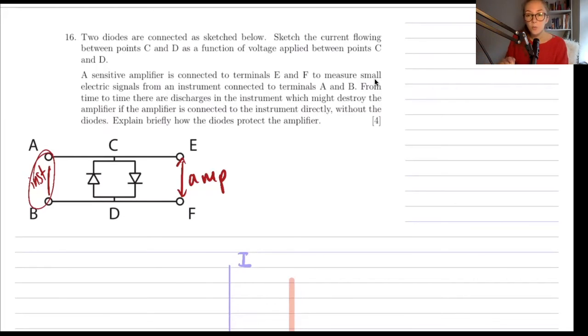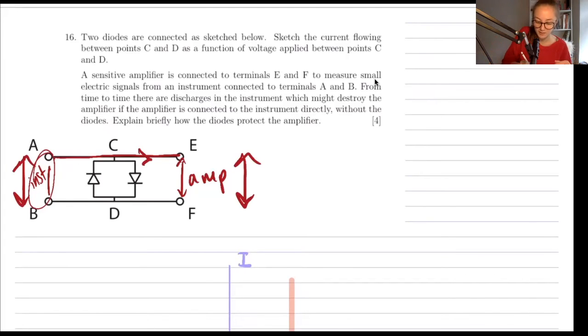So what our diode system does here is it says, while we have a small voltage across our instrument and amp here, then the current will just flow normally like so. And it will just flow straight to the amp and there won't be a problem because we are underneath that threshold voltage of our diodes.